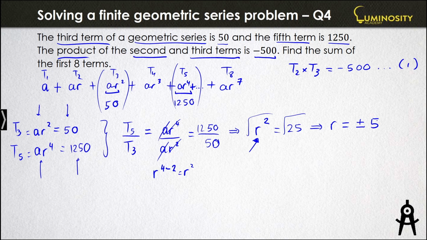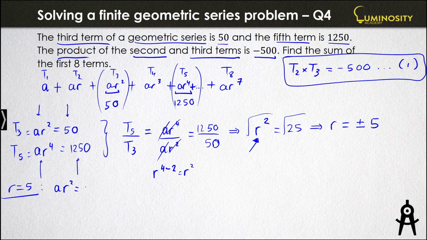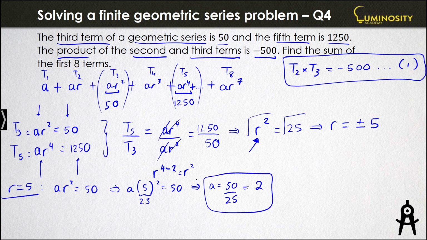How do we know which is the correct R though? Well, we haven't used this piece of information yet, so that tells me that it's probably going to come in handy. First of all, let's see what happens when R is positive 5. It can only really be one of them, but maybe it might be both. That's why we got to check. So when R equals 5, if I use T3, AR squared equals 50, well, R was positive 5, squared equals 50. So 5 squared is 25, and I divide both sides by 25, and 50 divided by 25 is 2. So I get A equals 2 here.